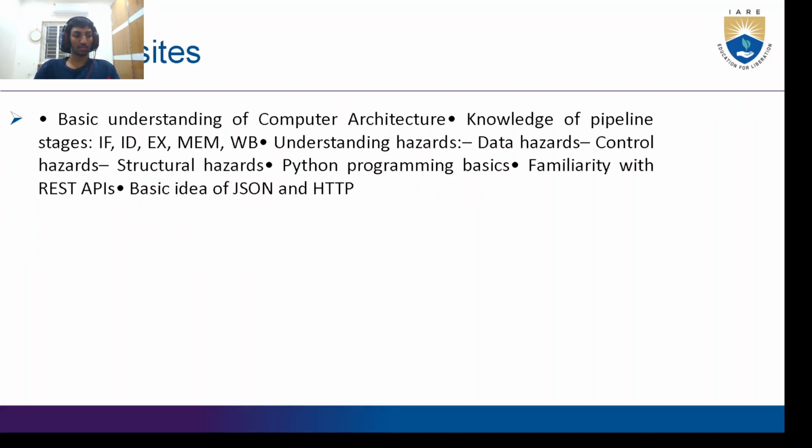The prerequisites. To understand the project, users need basic knowledge of CPU architecture, instruction cycle, types of hazards, basic Python programming, and understanding of API calls. These fundamentals help in appreciating the work of the visualizer. Basic understanding of computer architecture, knowledge of pipeline stages: IF, ID, EX, MEM, WB. Understanding hazards like data hazards, control hazards, and structural hazards.